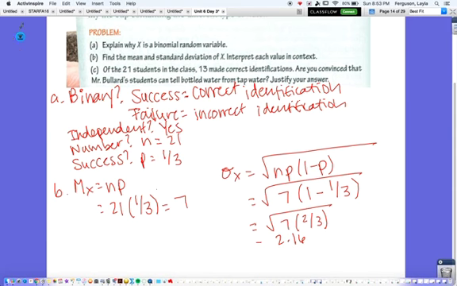And so what that means in context is if the activity were repeated many times with a group of 21 students who were guessing, the number of correct identifications would differ from 7 by about an average of 2.16. So you're looking at approximately on each trial between 5 and 9 students getting the correct identification.